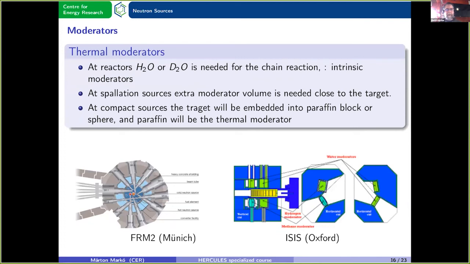So here we can see two examples of moderators. This is the reactor core of FRM2 in Munich. Water is the moderator around a very compact core, and in a spallation source the target cannot be put into the water. So above and below the target there are water and liquid hydrogen moderators, which cool down the neutrons, and then you can lead them out to the instrument.